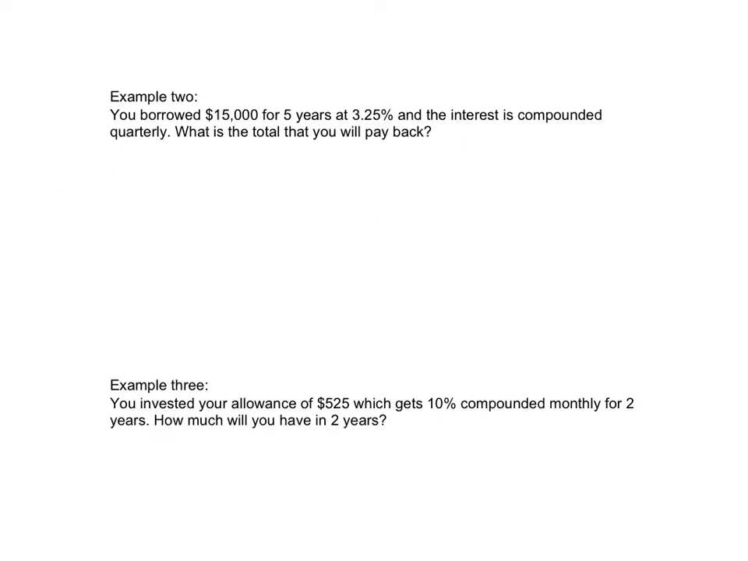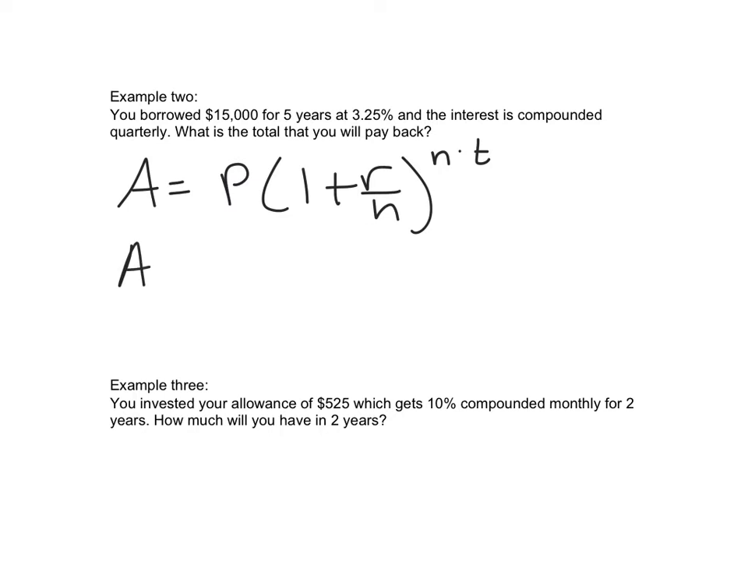All right, so again, we're going to read the problem. You borrowed $15,000 for 5 years at 3.25%, and the interest rate is compounded quarterly. What is the total that you will pay back? So we're going to take our formula, plug in our information, and go from there. So principal, starting amount, is $15,000.